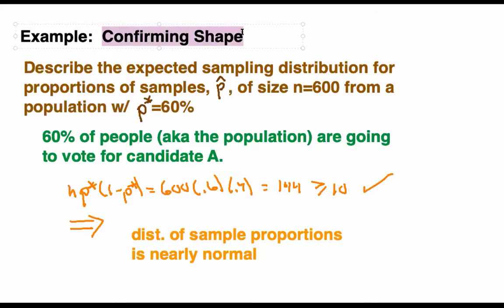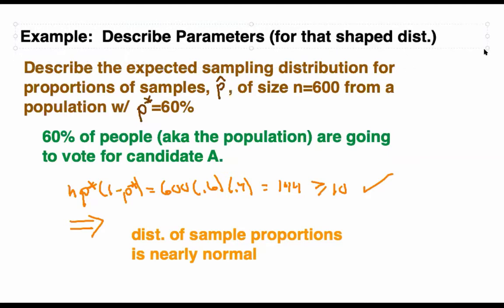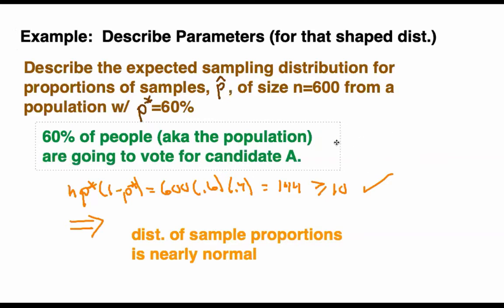Now this next step is, once we have our shape, we want to describe the parameters for that distribution, but you'd want to describe these parameters for any distribution. So again, we're still focusing on this scenario. All right, let's go ahead and work this out.